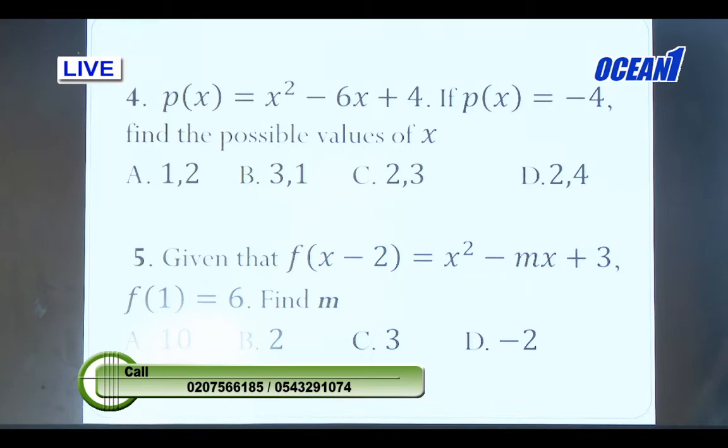Okay. So P of x is x squared minus 6x plus 4.